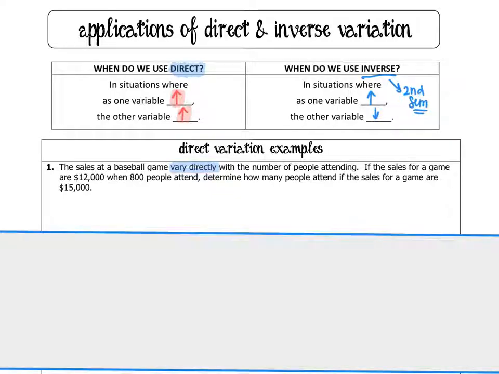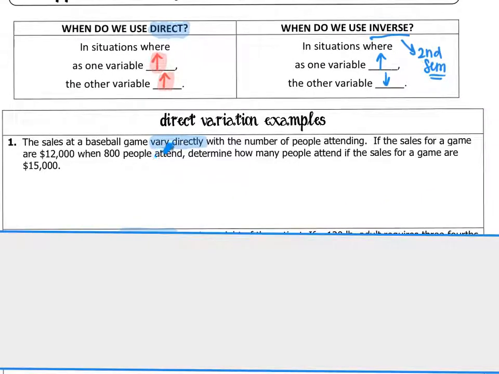So let's take a look at these problems. The sales at a baseball game varies directly with the number of people attending. If the sales for a game are 12,000 when 800 people attend, determine how many people attend if the sales are 15,000. First, you want to note that sales varies directly with number of people attending. So the fact that it says varies directly means that sales and number of people follow a y equals kx relationship. Sales is y and number of people is x because sales is dependent on the number of people that attend. So the first thing we want to do is find k.